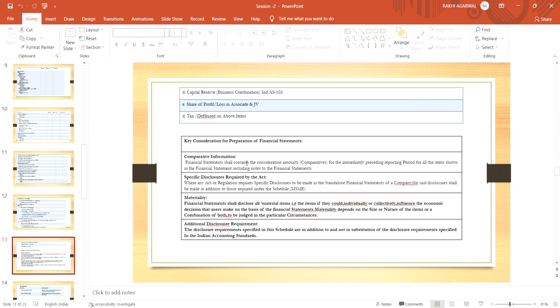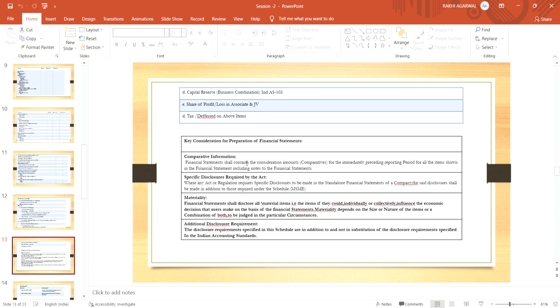Then comes capital reserve. If any capital reserve arises due to business combination, like any merger happens, any amalgamation happens, and then capital reserve arises, we will disclose it here, and we will learn in detail in Ind AS 103. Now comes any profit and loss arising in joint ventures and associates, then we will disclose it here. And any tax effect and deferred tax on all these above items, we will give the impact in OCI.